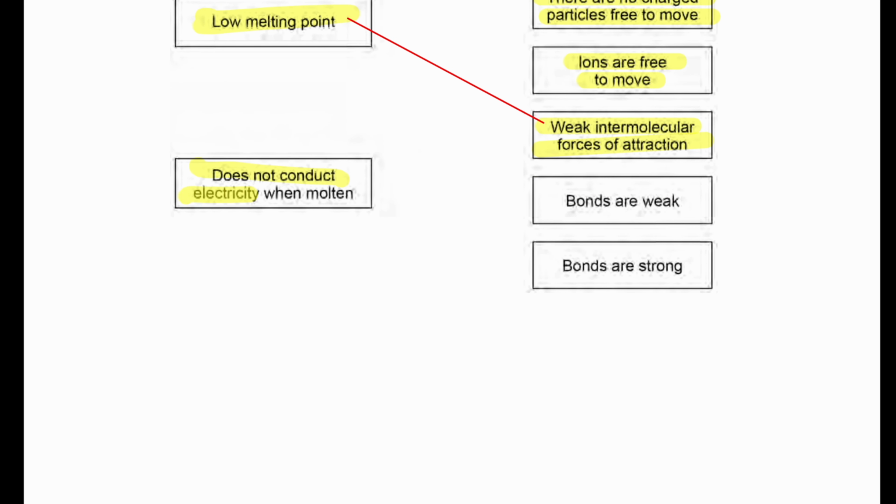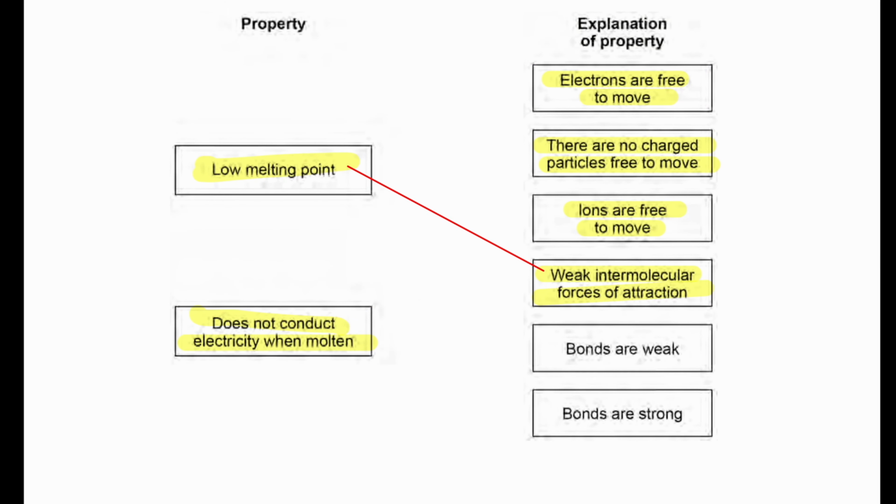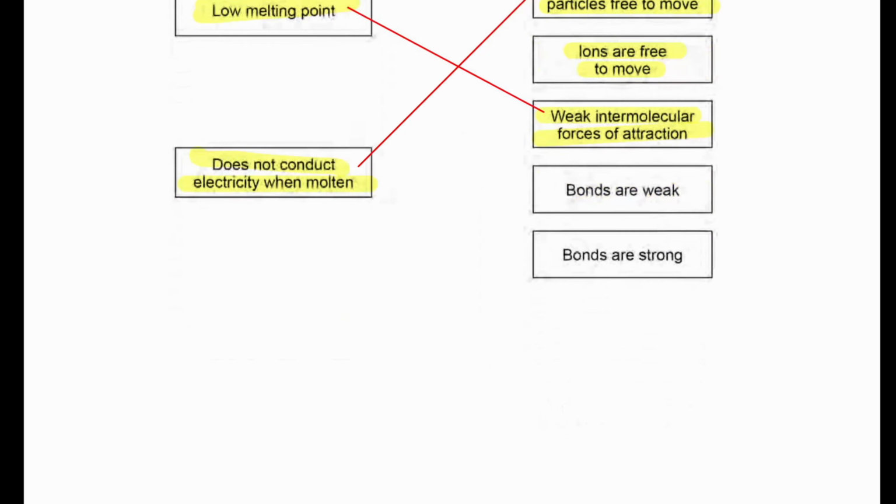Does not conduct electricity when molten. So basically, when a compound like this does not conduct electricity, we have to understand there are no free electrons to move around that can conduct electricity, or there are no ions to move around that can conduct electricity. So we will say there are no charged particles free to move around even during the molten stage.